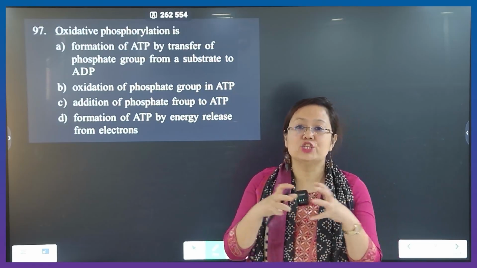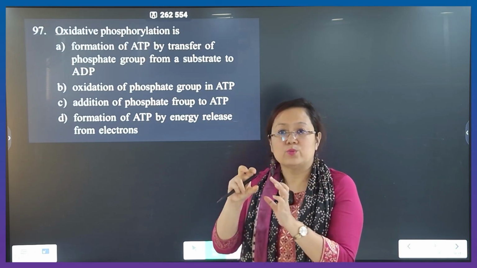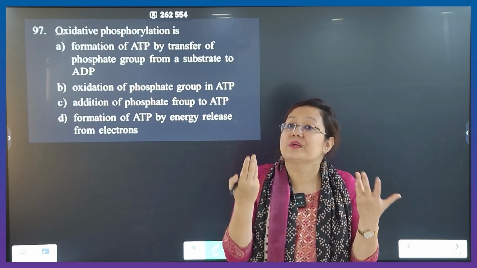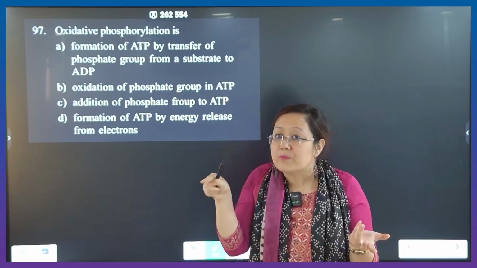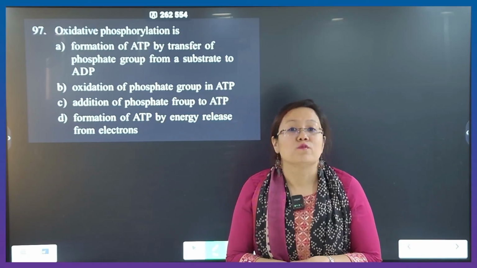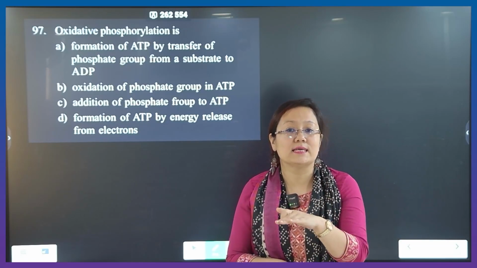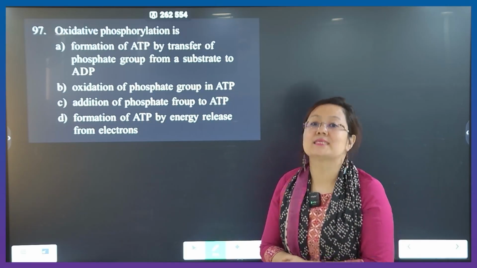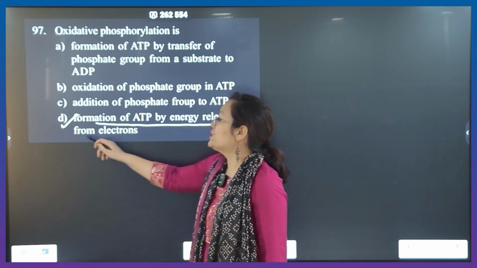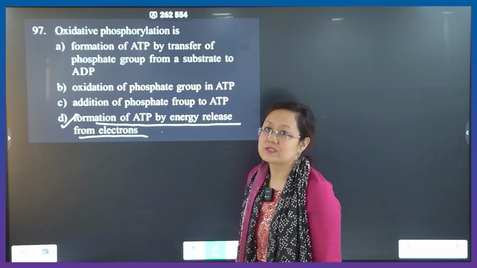So the energy of the electron, that means when NADH2 and FADH2 were oxidized, the electron passes in the electron transfer system. Because of that, it creates a proton gradient, and when that proton gradient breaks down, it forms ATP. The whole process is called what? Oxidative phosphorylation. So it is the formation of ATP by energy release from electrons, that means from the ETS process.